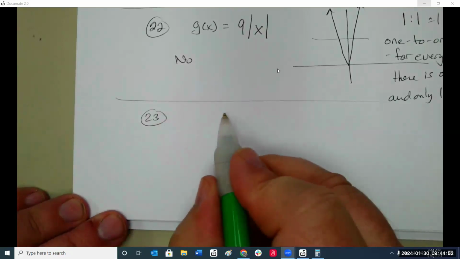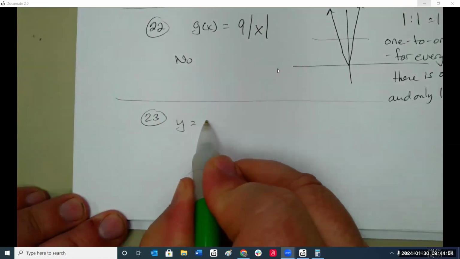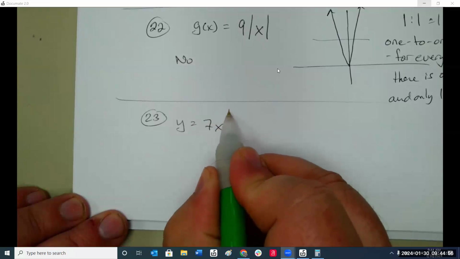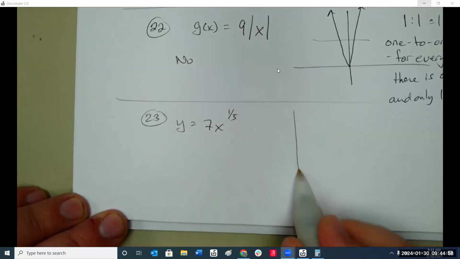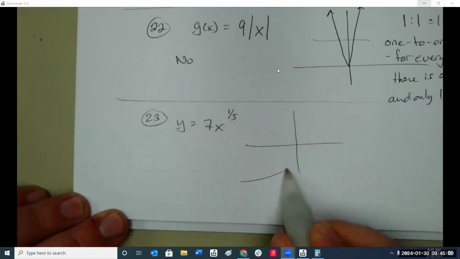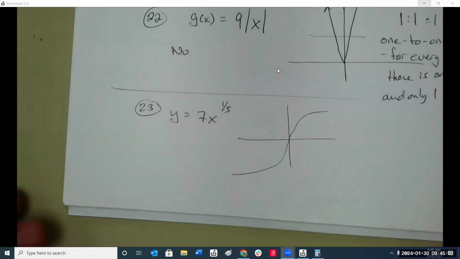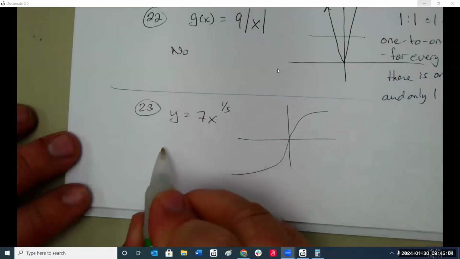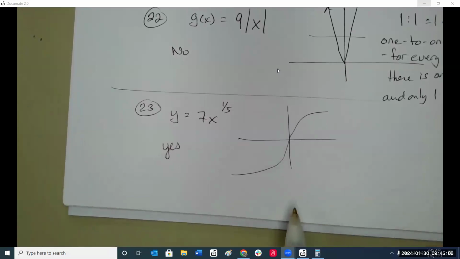How about this function? y equals 7x to the 1/5. Is that 1-to-1? Yes, because it passes the horizontal line test.